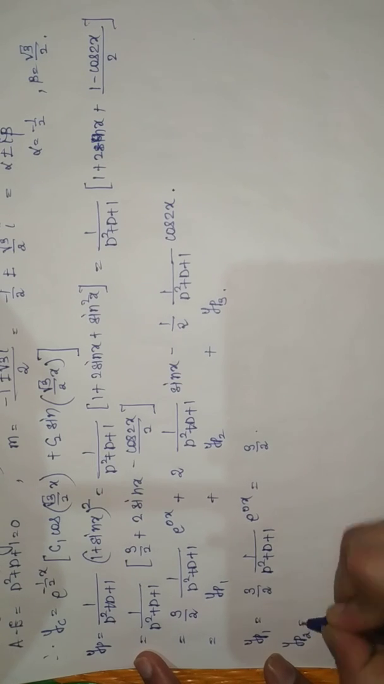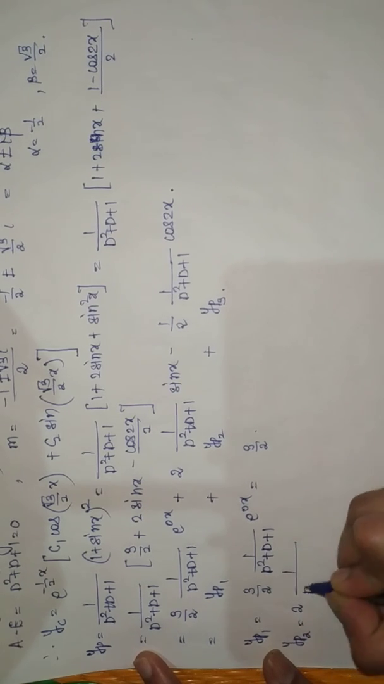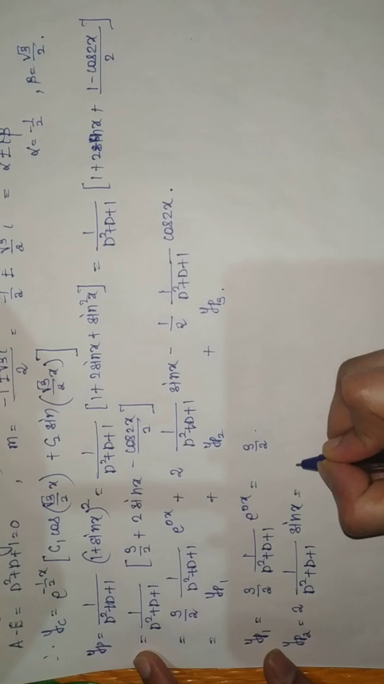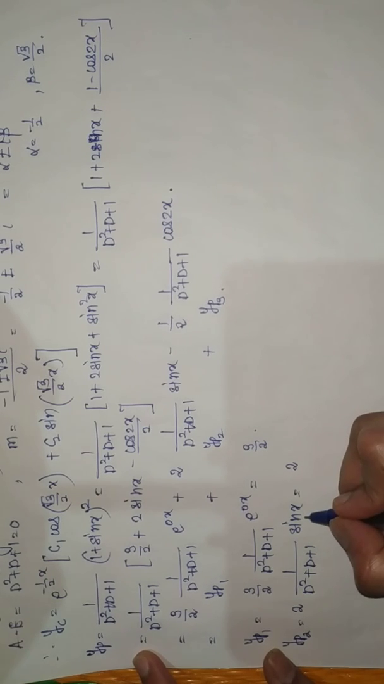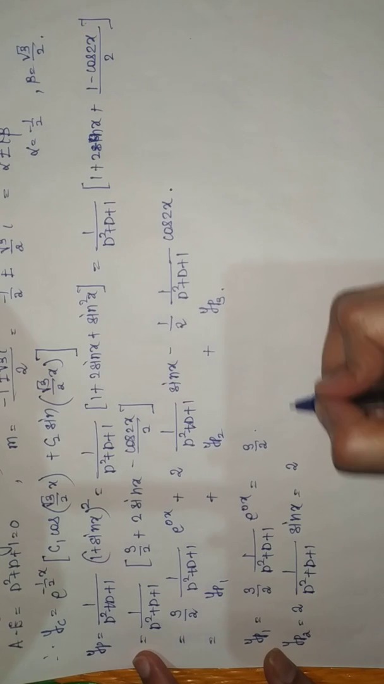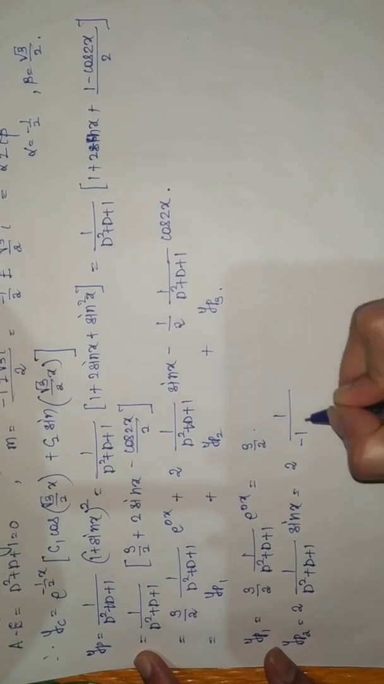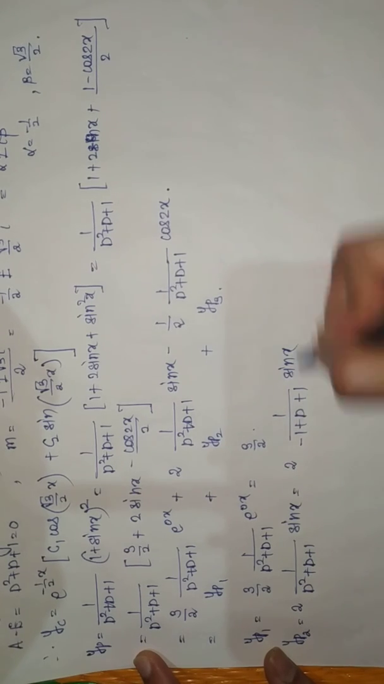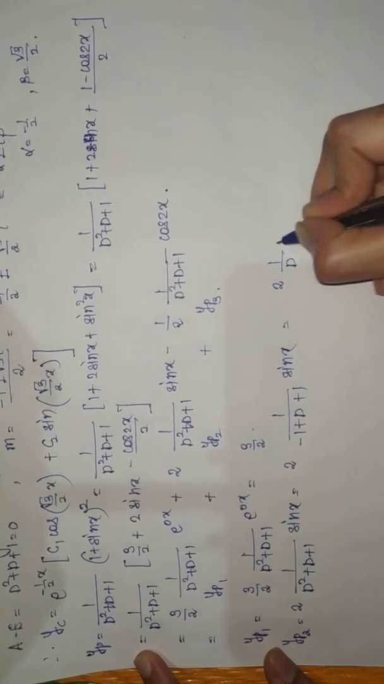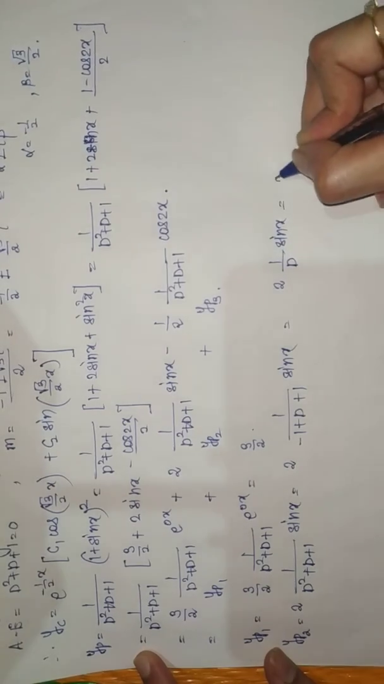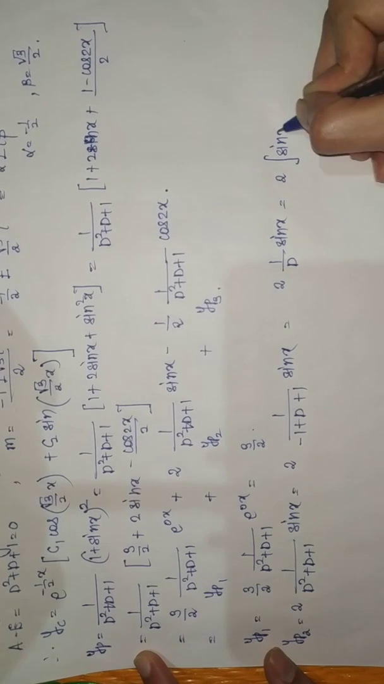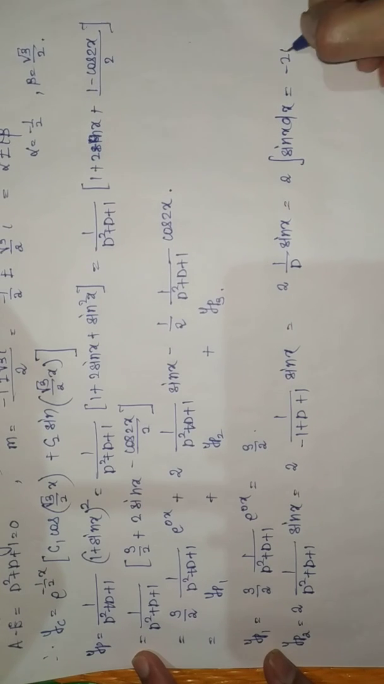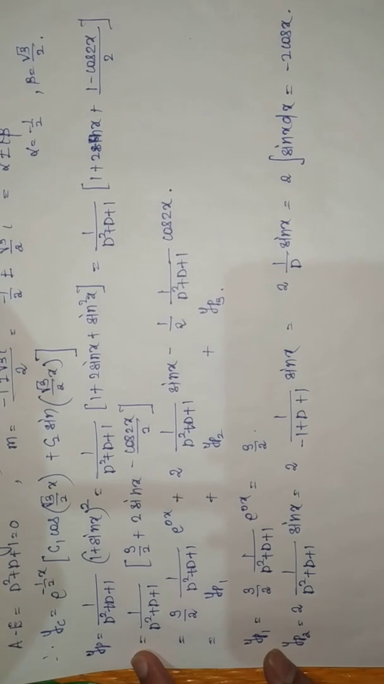Now let's find out yp2. Here we have to replace D square as minus a square. Here a is 1, so we replace D square as minus 1. So D square as minus 1 plus D as it is plus 1 over sin x. What is the remaining thing? 2 into 1 by D sin x. 1 by D means what? It's an integral operator. So the integration of sin x dx is minus cos x, so minus 2 cos x is the required yp2.